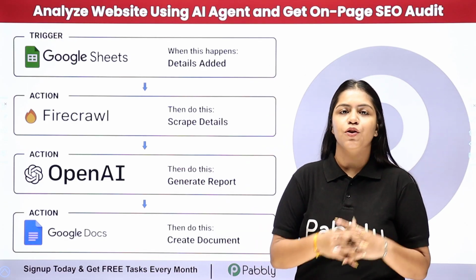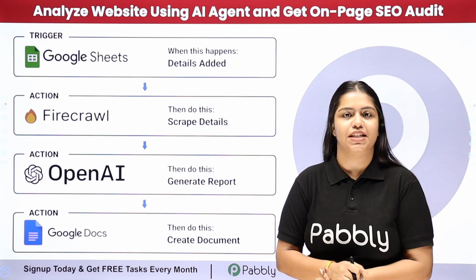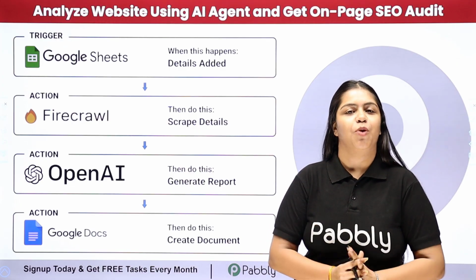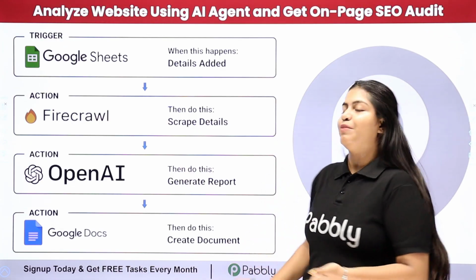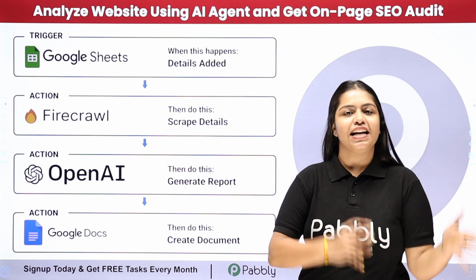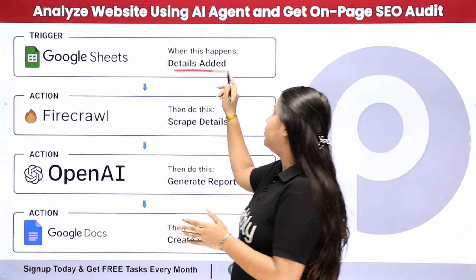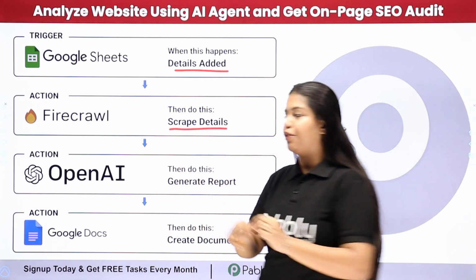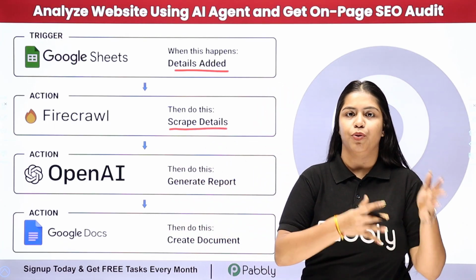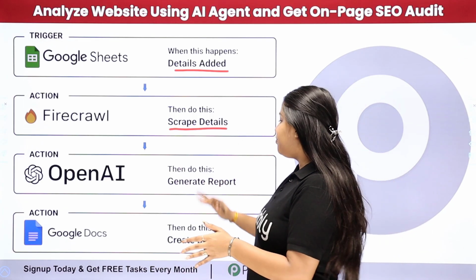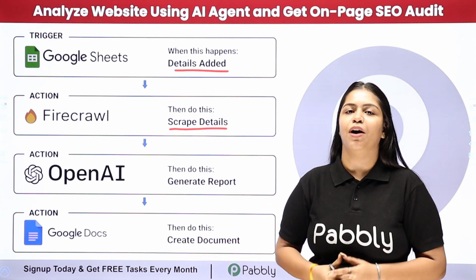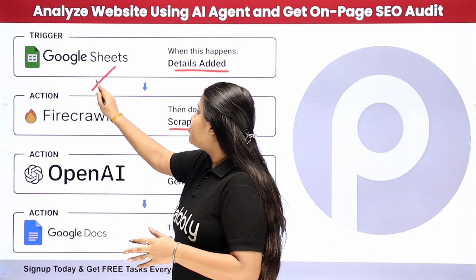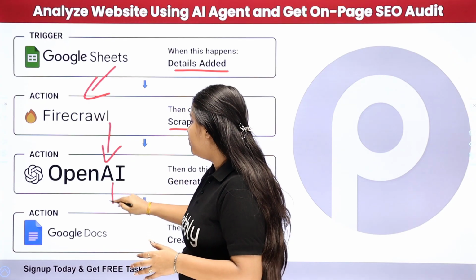Like you, I also used to manually analyze all the websites, but this is such a time-consuming and tedious task. To solve this problem, I have created this amazing automation where, as soon as I add the details of my website in my Google Sheets, we automatically scrape the details from that website using Firecrawl, and then my AI agent generates the SEO report and we add that report into a Google Doc and back again into our Google Sheets. To do this, we are going to create a connection between Google Sheets, Firecrawl, OpenAI and Google Docs.